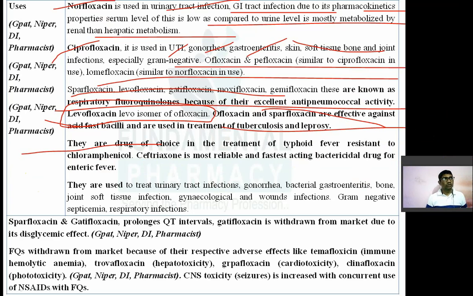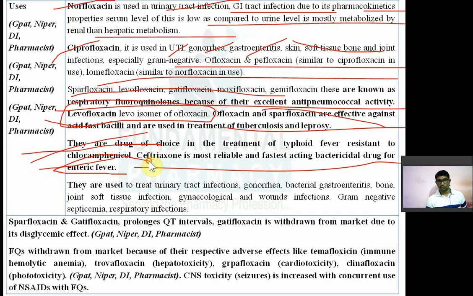So first drug of choice in the typhoid fever is chloramphenicol. But अगर chloramphenicol का resistance है, तो आपको इसमें fluoroquinolones use करना. So they are drug of choice in the treatment of typhoid fever. Ceftriaxone is the most reliable entry cure और typhoid के लिए ceftriaxone. Ceftriaxone क्या है? It is the cephalosporin, and we will see cephalosporin. Ceftriaxone is the most reliable fast acting and bactericidal drug in case of typhoid fever as well as enteric fever.